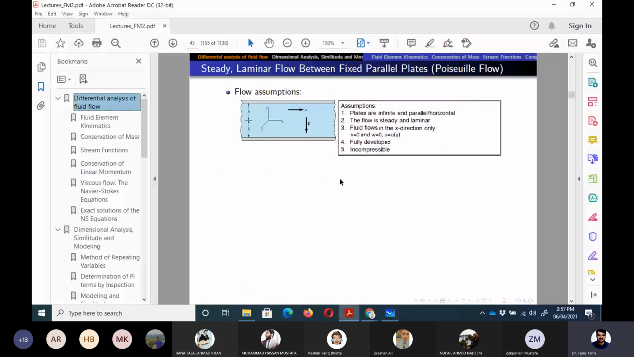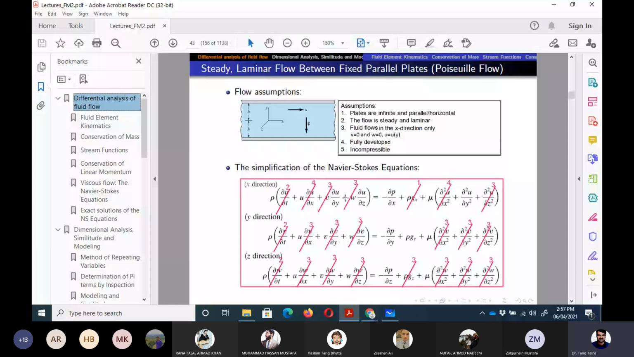Now, if we apply these assumptions to the governing equations, which are the Navier-Stokes equations, I have done it here for your convenience. If you see that there is a number written with each cancellation, that number represents the assumption we are using for the simplification. So partial u by partial t is equal to 0, because if we look at point number 2, the flow is steady, so there is no time dependence. Then partial u by partial x is equal to 0. Why? Because it is fully developed.